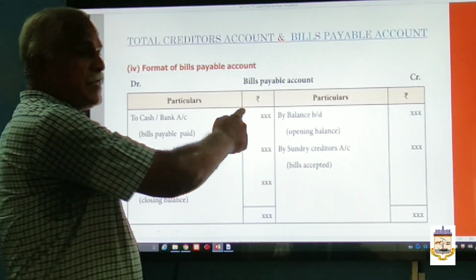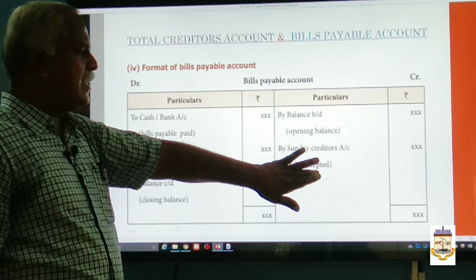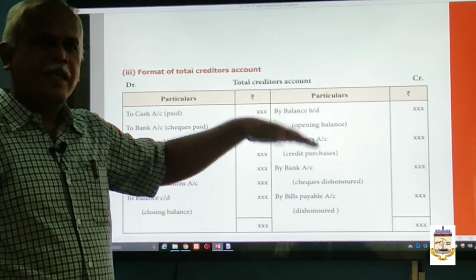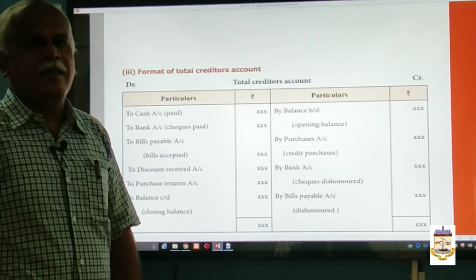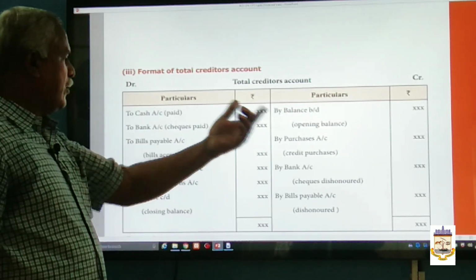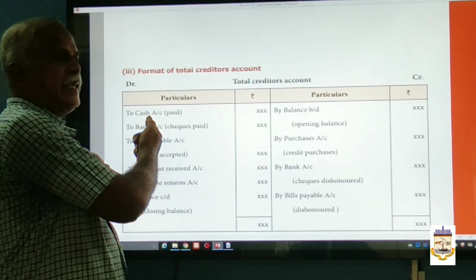Now bills payable and sundry creditors accounts are to be prepared simultaneously. This is the sundry creditors account. Like bills payable, it also has an opening balance on the credit side of the ledger account. Opening balance. Then what are the things we have to find out? Let us see. If you pay the suppliers, creditors, then it is cash account.